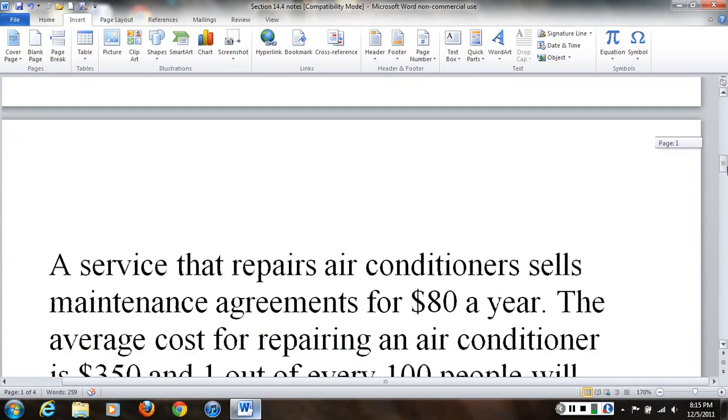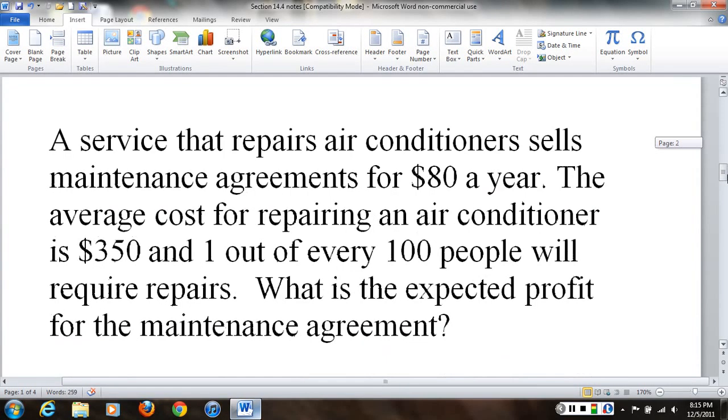Let's look at another example. A service that repairs air conditioners sells a maintenance agreement for $80 per year. The average cost of repairing an air conditioner unit is $350, and 1 out of every 100 people will require repairs. What is the expected profit for the maintenance agreement?